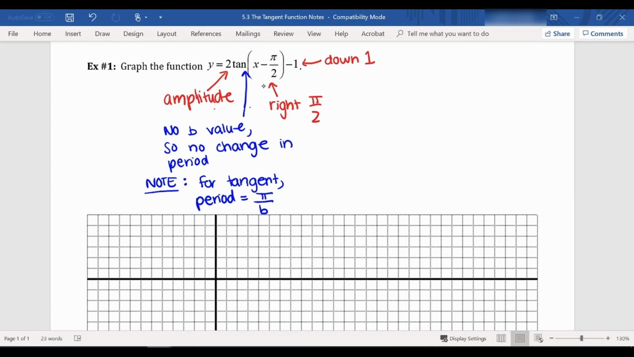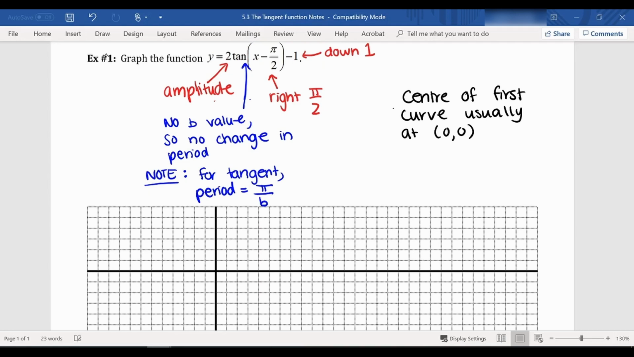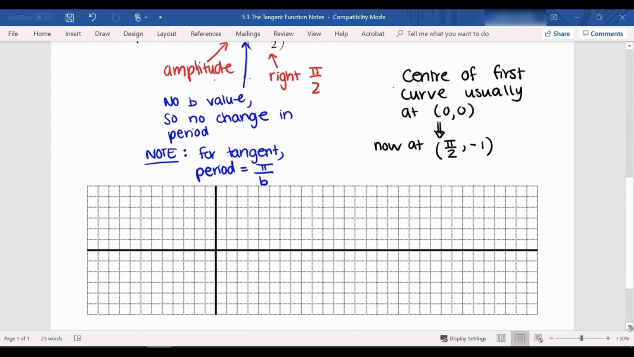So the first thing I would do is figure out, where is my center going to go? So my center is normally at 0, 0, but this is no longer going to be at 0, 0. It's now going to be right by pi over 2, sorry, and down 1. So if I move right by pi over 2, that puts me at pi over 2. And if I move down 1, it's going to be at minus 1. I want to graph that first.